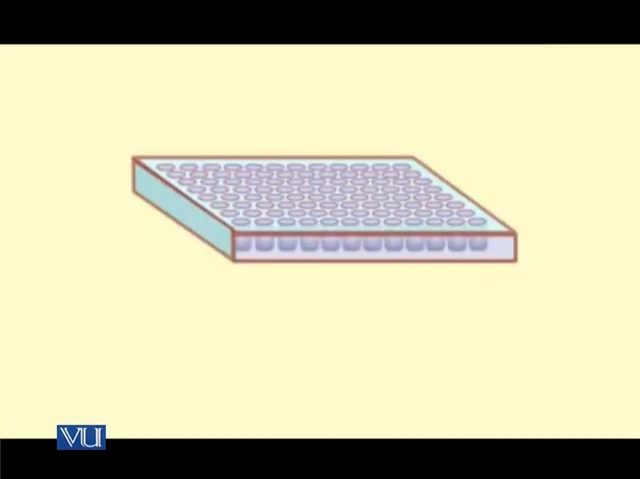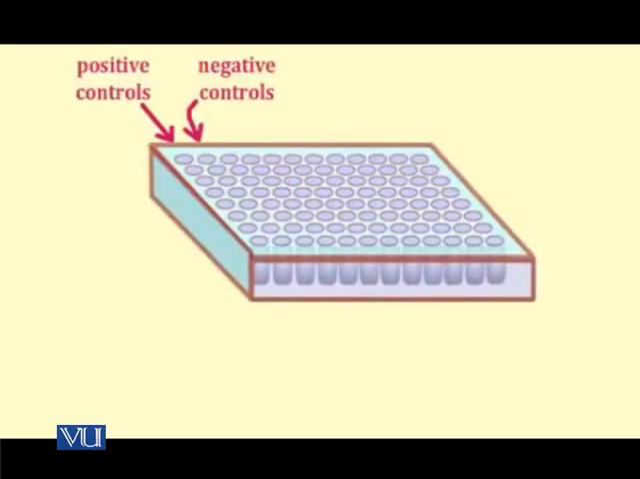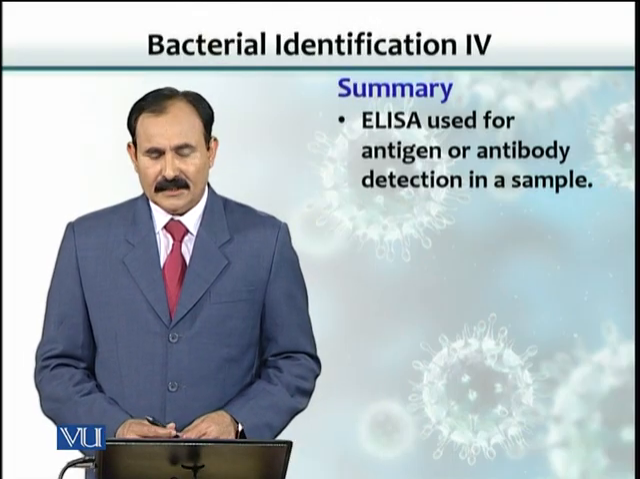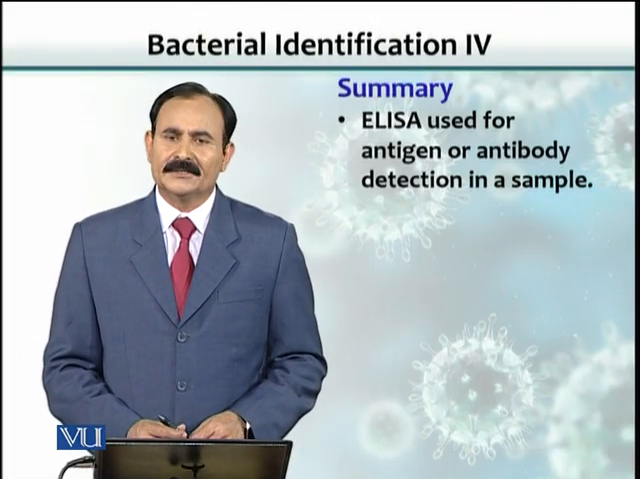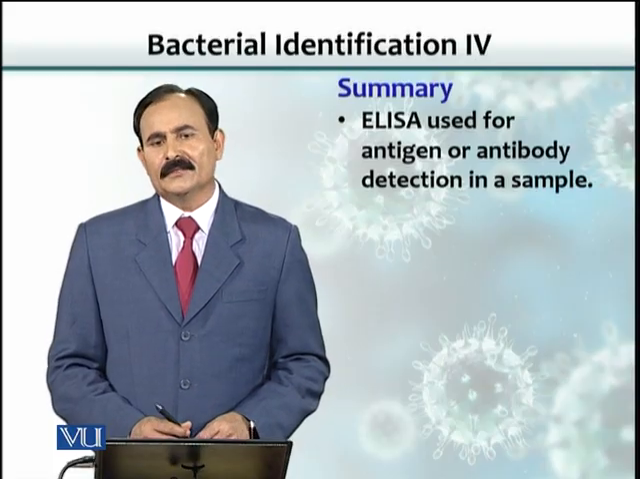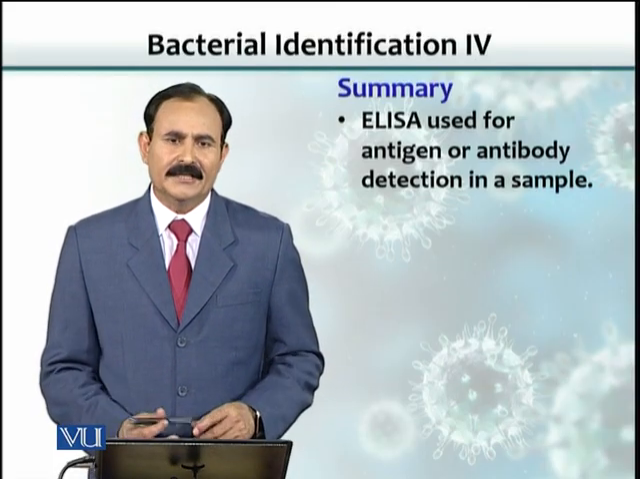At the macroscopic level, the development of color indicates those samples that have second antibody bound to the target antigen in the wells. So in summary, ELISA is another serological technique that could be used for microbial identification, either the antigen or the antibody.